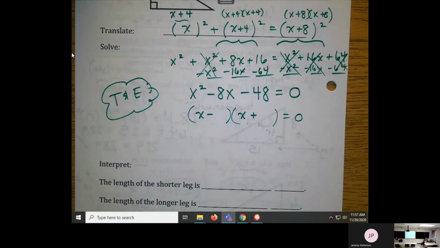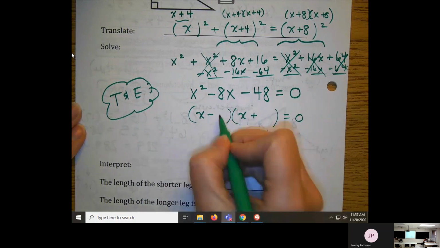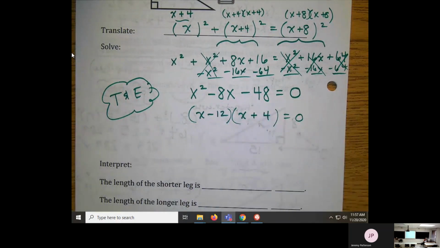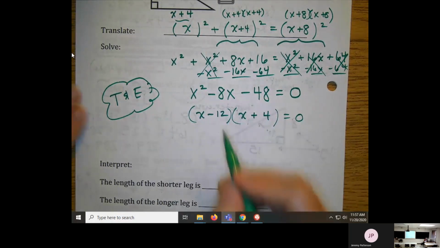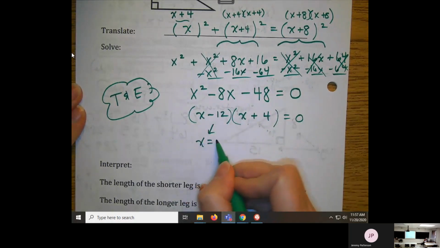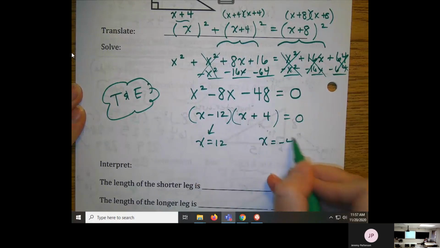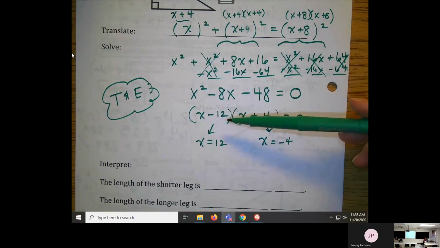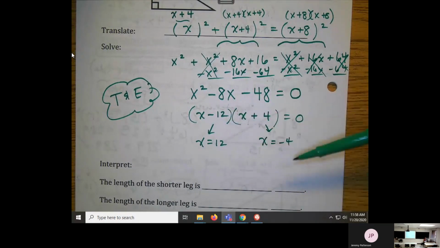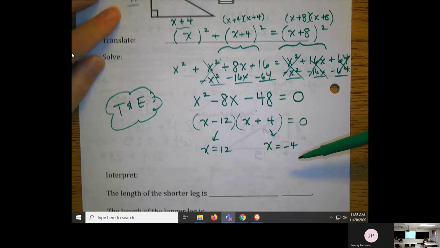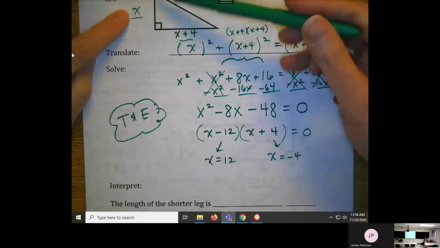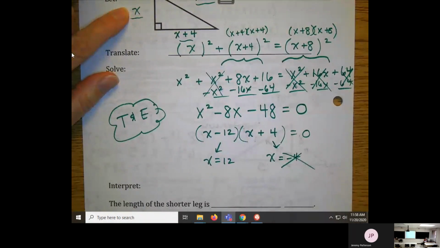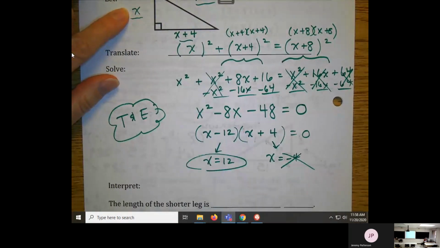We're looking for numbers that add up to -8 and multiply to -48. -12. Great. So when we finish that solving, the signs are going to flip. In other words, I'll end up with a +12 and a -4. x still stands for the length of a side, so the negative still doesn't make sense. We'll just keep and focus on the positive.